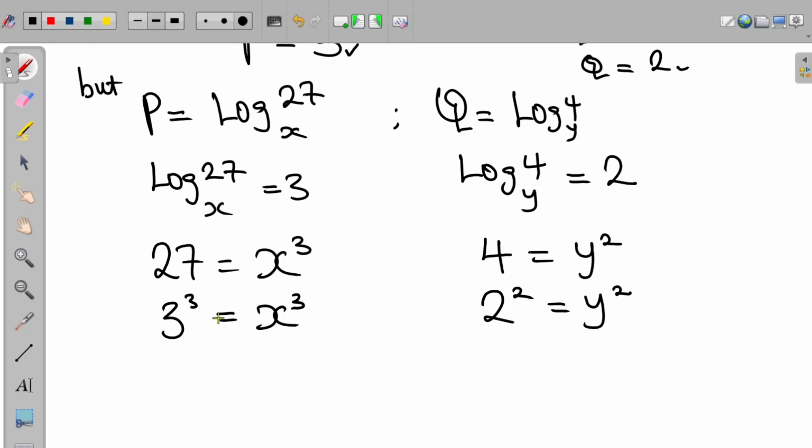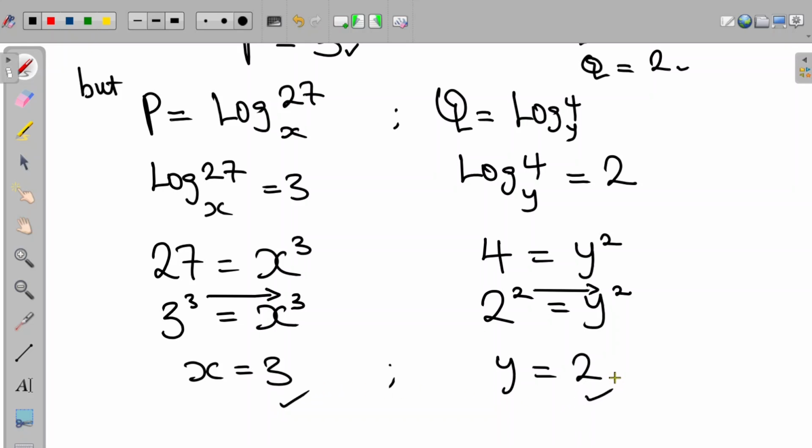So note that since the indices are equal, it follows that x is equal to 3, and also y is equal to 2. So at this point, we have been able to obtain the value of x and the value of y.